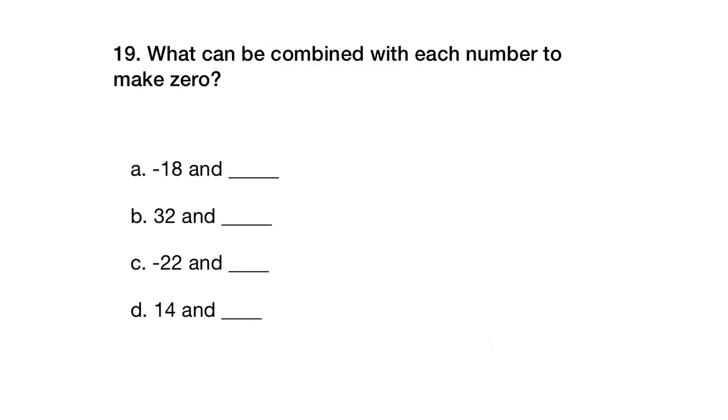All right, number 19. If I'm asking you for things that combine to make 0, what am I asking you for? The opposite. Opposites, or what's the other big word? Additive inverses. Good. So you're looking for the inverse, the additive inverse, or the opposites.